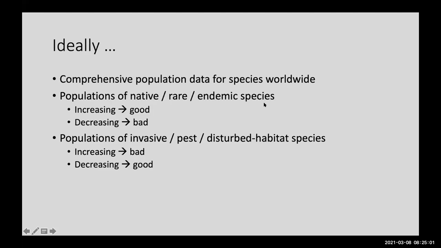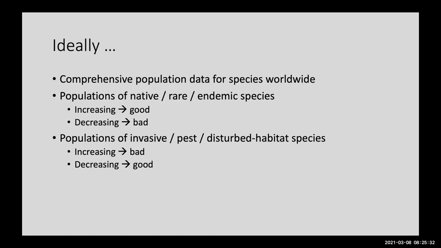And the answer, of course, is yes, which comes back to my refrain in this talk, which is that these things are really complicated. These EBVs, none of them is simple. None of them is easy. So ideally, we would have comprehensive population data for every species on Earth. And ideally, we would be able to create indicators for this EBV that would be things like, well, are native, rare, and endemic species increasing? That's a positive indicator. Are they decreasing? That's a negative indicator.